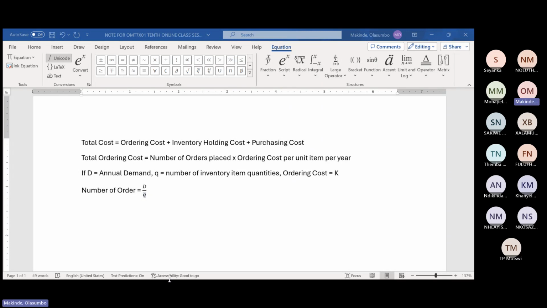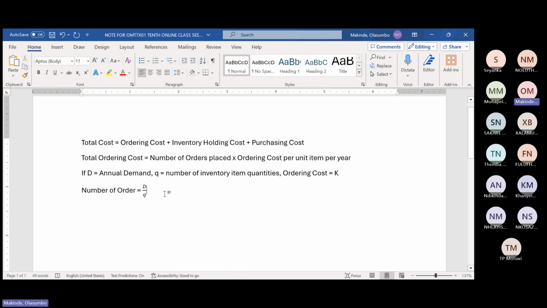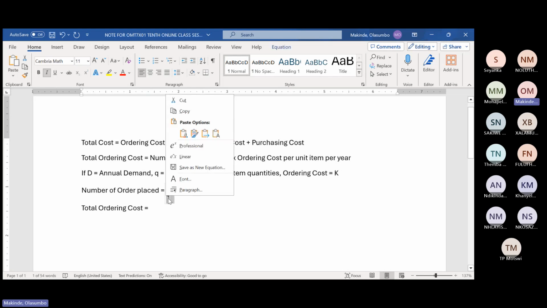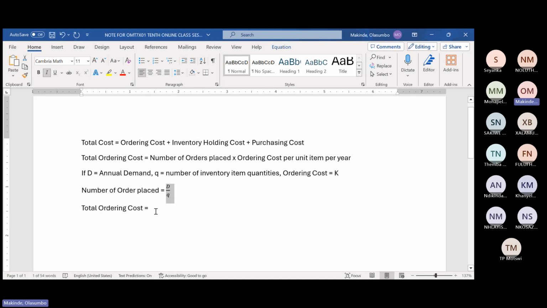So I hope that makes sense to you. So the number of orders will be D over Q. And based on this, it's easy for you to work out the total ordering cost, which goes into the total cost equation when we get there. Because the number of orders placed is D over Q, you can put it into the formula. So that will give you D over Q times the ordering cost per order, which is K.